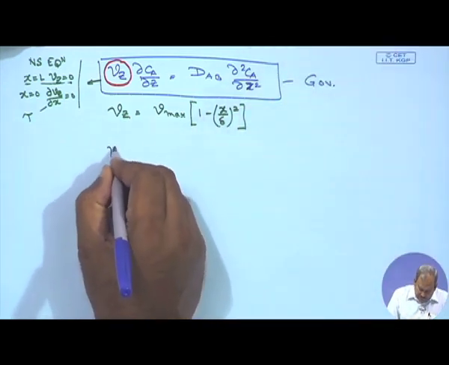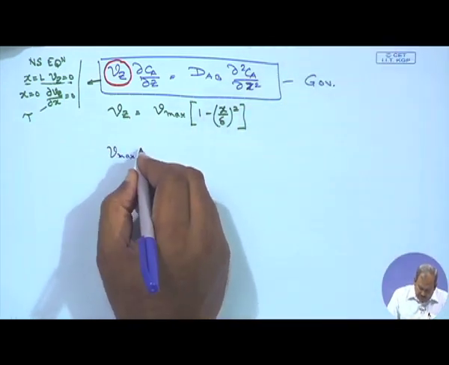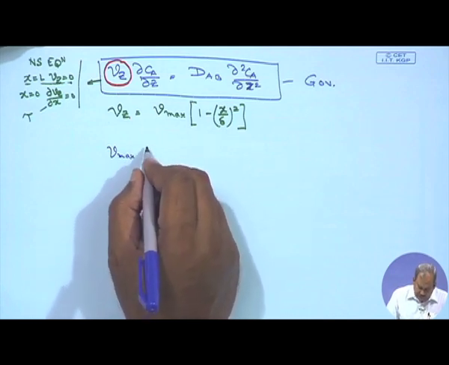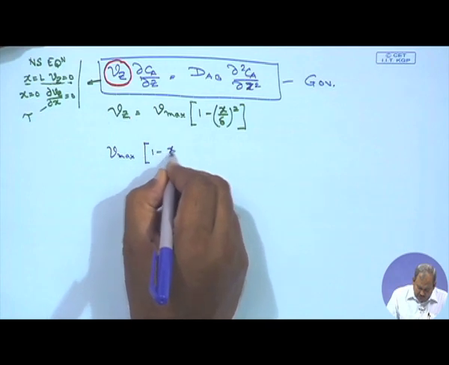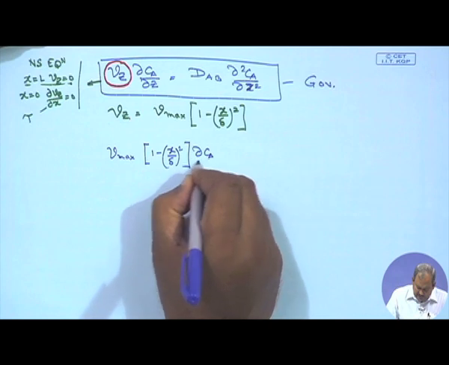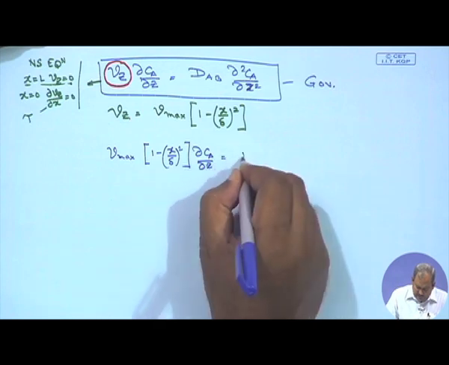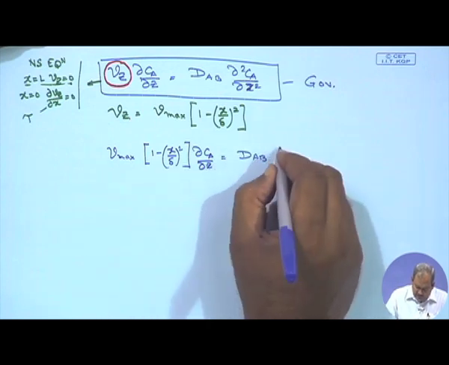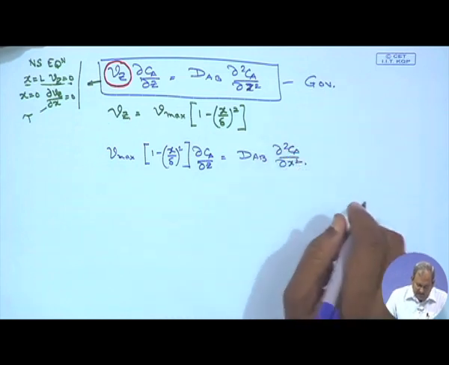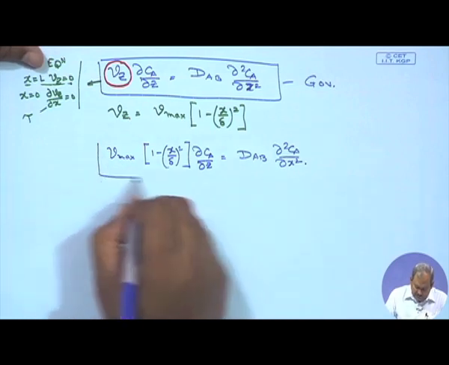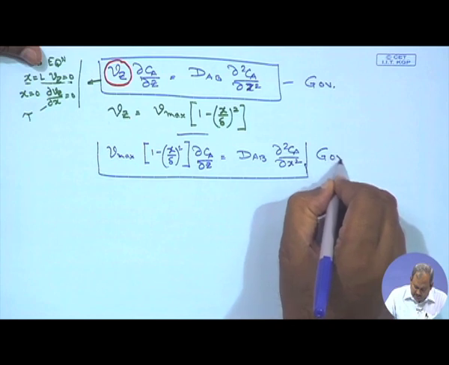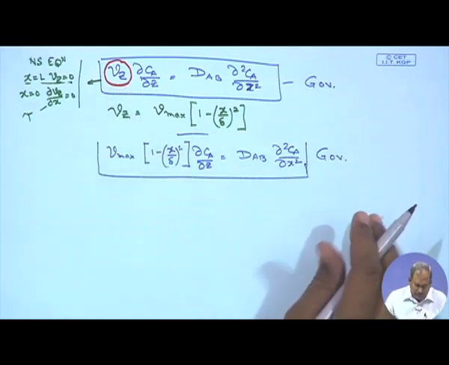So your final form is going to be Vmax, which is a constant, times 1 minus x by delta whole square, times del Ca by del z, equals DAB del square Ca by del x square. This is the final governing equation after you bring in the expression of Vz.